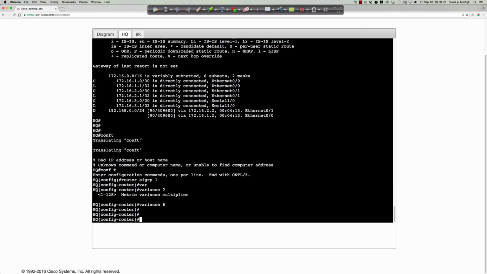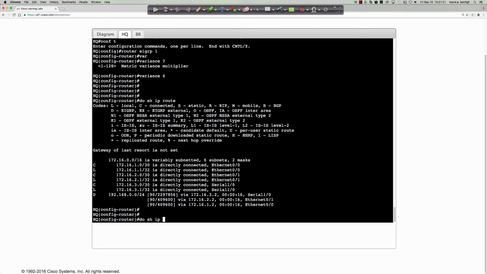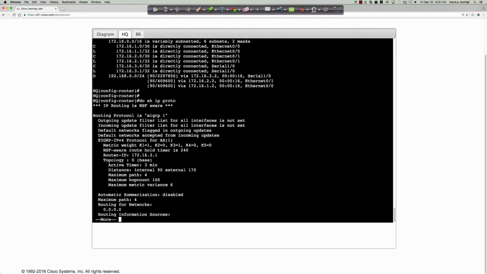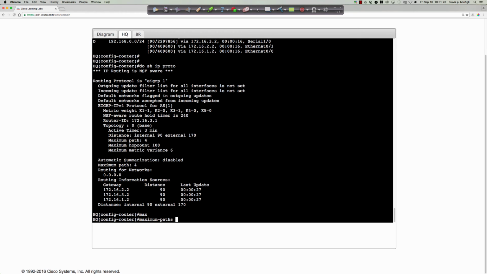So now when I say variance 6, do show ip route, there you go. That third path has now been included, and we can actually use that path. But does that change, in do show ip protocols, my maximum paths setting? No, it doesn't. The maximum paths is still 4, and here you see the max metric variance is at 6, but max paths is still 4.